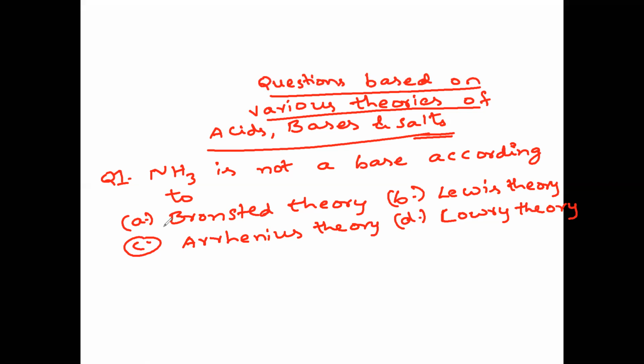So in this answer, directly you can say, according to Arrhenius theory, an acid is a substance which gives H plus ions when dissolved in water, and a base is a substance which gives OH minus ions. Since ammonia does not contain OH minus ions, it is not a base. So answer is Arrhenius theory. Like these questions you will get in the competitive exams. Yes, this is only a basic question. Now let us see question number 2.